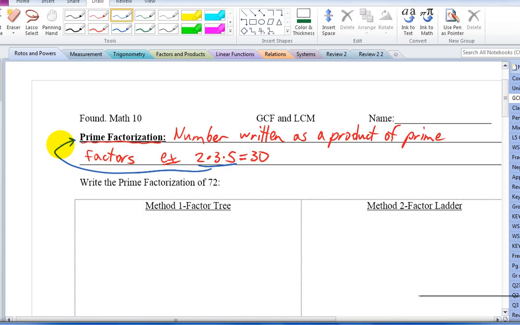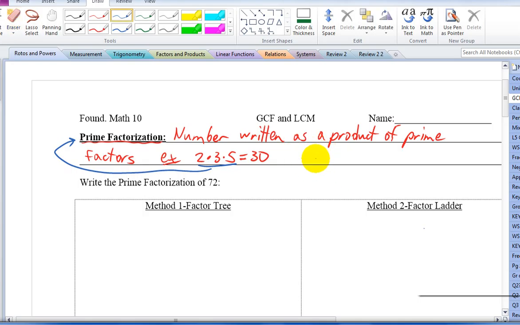Now, what kind of order is 2, 3, and 5 written in? Yeah, Jimmy? Smallest to largest. Smallest to largest. It is not 3 times 2 times 5. No, that's not mathematical. There's no thinking involved there. It's barf on the page. All right, I don't want that. So put it in order, please. We usually like to go low to high.